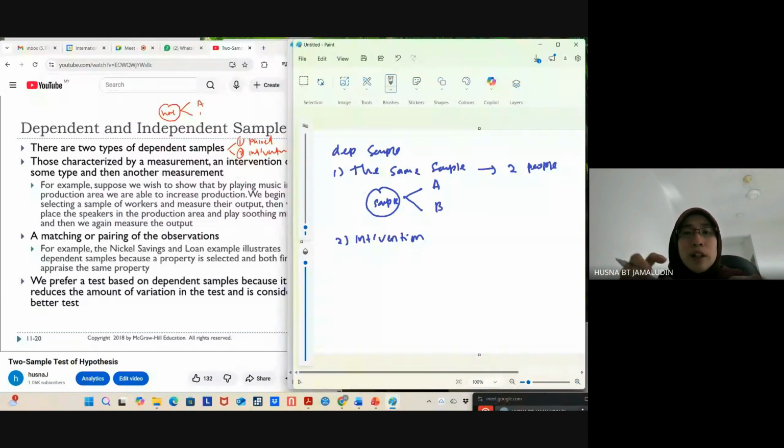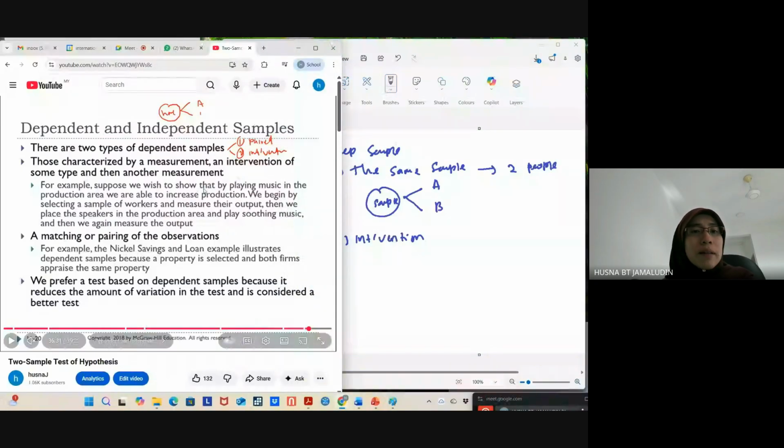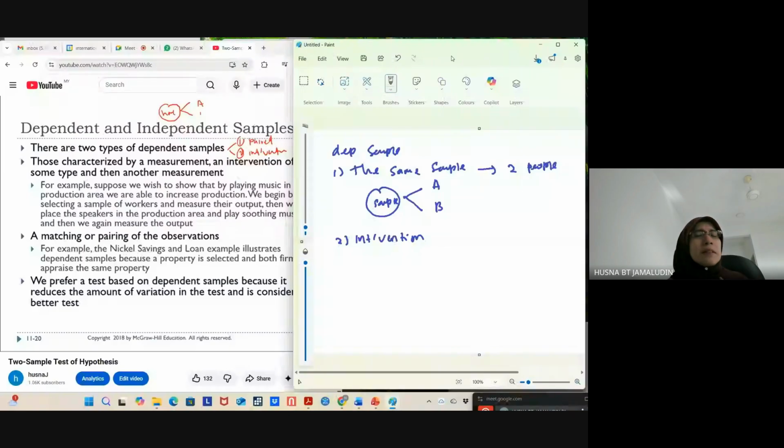Intervention means you're going to have, of course, two samples, but the samples are very similar. Okay, let's look at the example in the slide. Suppose you wish to show that playing music in the production area is able to increase production. Let's assume that this company has low production. What kind of production? Production of tables. For example, during the night shift, the tables produced are very low. Before the intervention, this company is only able to produce 10 tables per night shift.